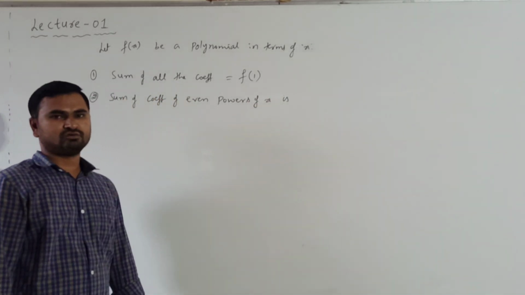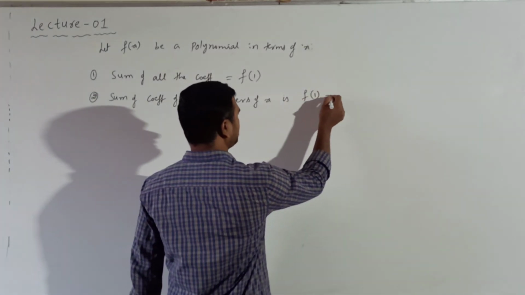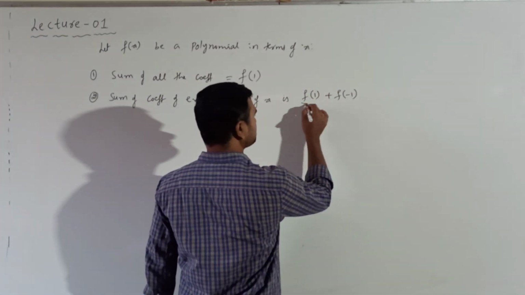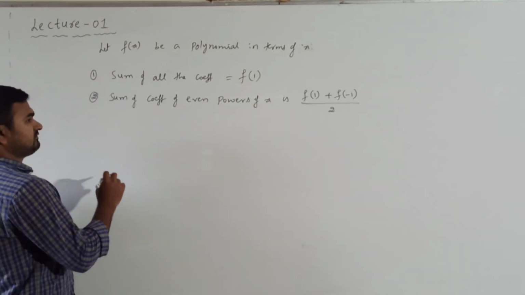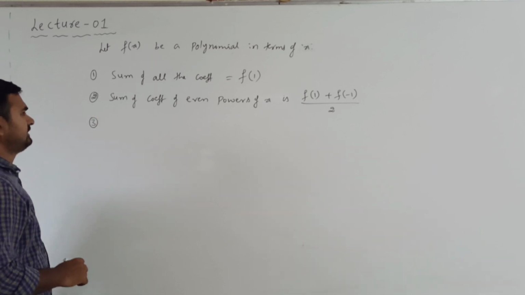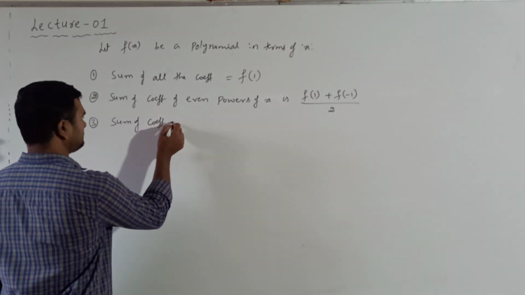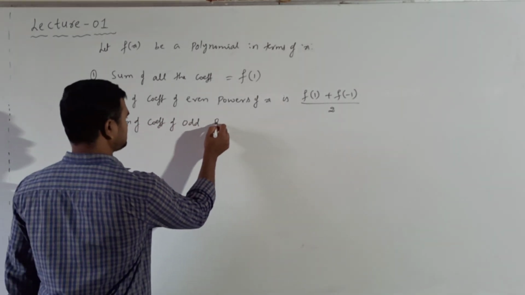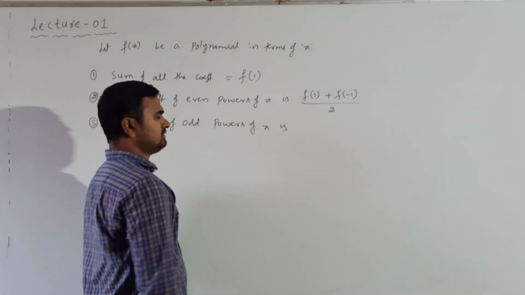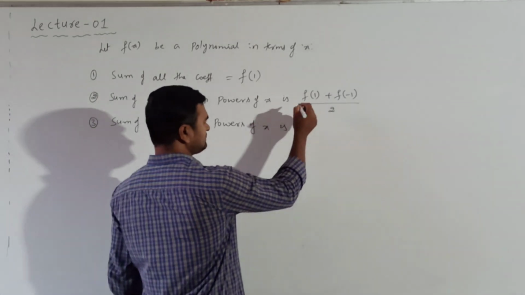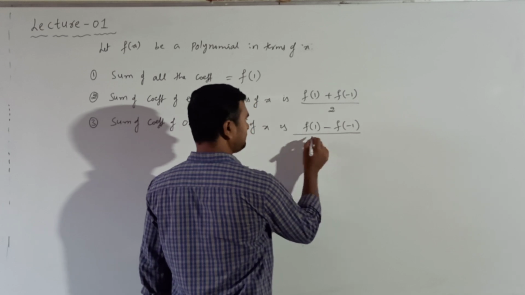Sum of coefficients of even powers of x is given by f of 1 plus f of minus 1 divided by 2. Next, the sum of coefficients of odd powers of x is given by f of 1 minus f of minus 1 divided by 2.